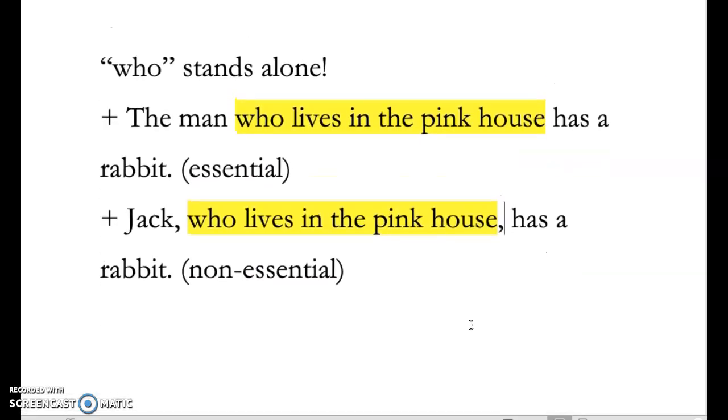So that's it for relative clauses. I hope that you could feel your brain stretch and expand to wrap itself around all of these nitpicky little rules. And remember that if you have any questions, bring them to class, and I'll see you soon.